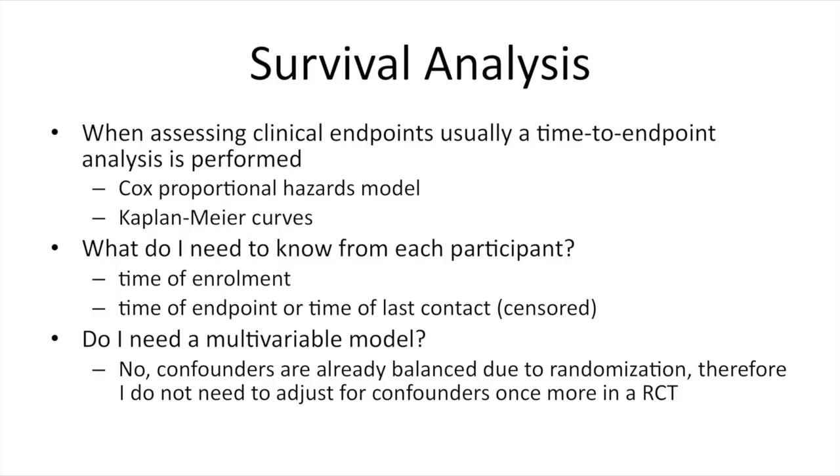Do I need a multivariable model in case of a randomized controlled trial? No, we don't need it, because usually we need this multivariable model to adjust for confounders, but in a randomized controlled trial, due to randomization, the confounders are already balanced. So we just need a univariate analysis.